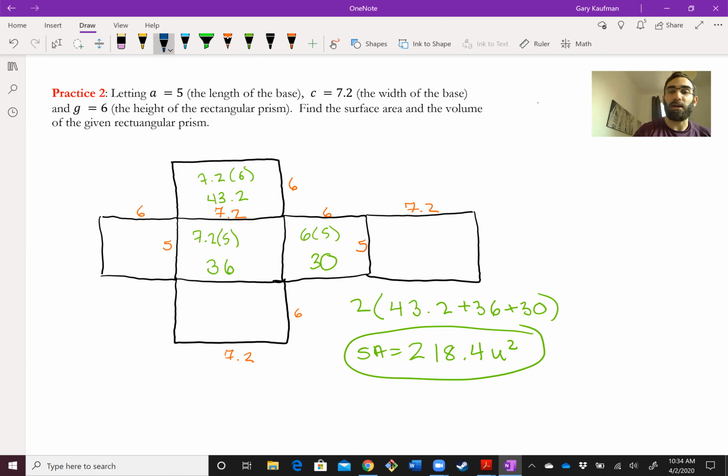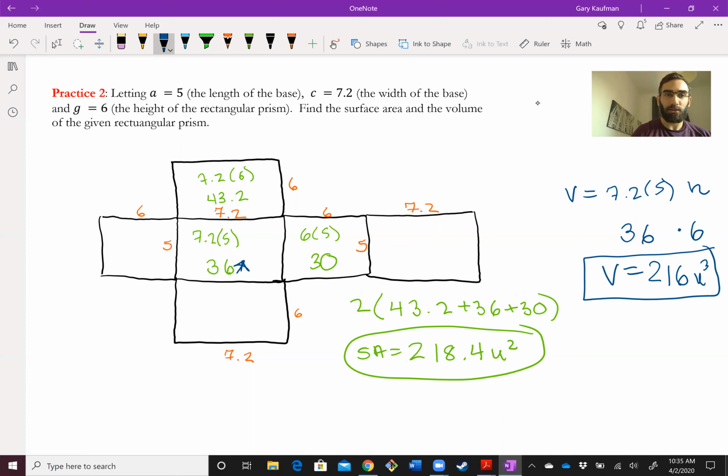Then I go to my volume. The area of the base was 7.2 times 5, which I already know is 36. I did that right here. I multiply it by the height of the prism, which is 6. So I multiply this by 6, and I get that the volume is equivalent to 216 units cubed. So there's my volume of practice 2.